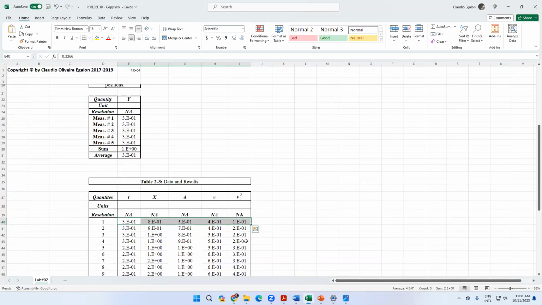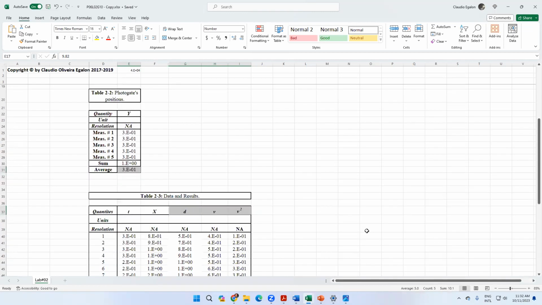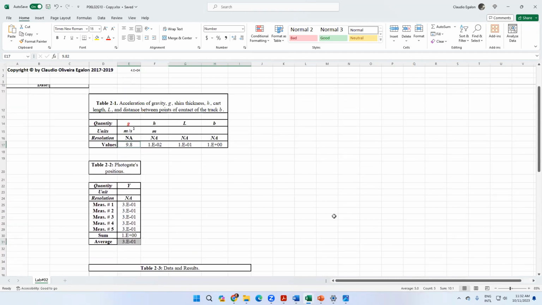V and V square, result. Okay, this is also a result. Well, this one is not a measurement, neither a result. I don't know what to call that. It's the result from a previous experiment. But it doesn't need significant digits, okay?